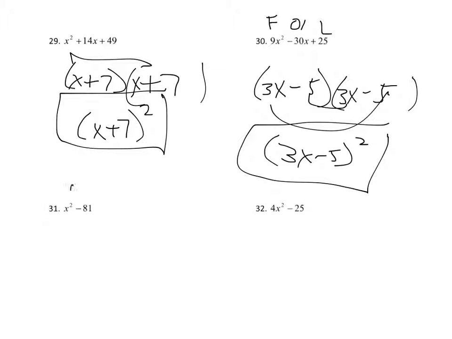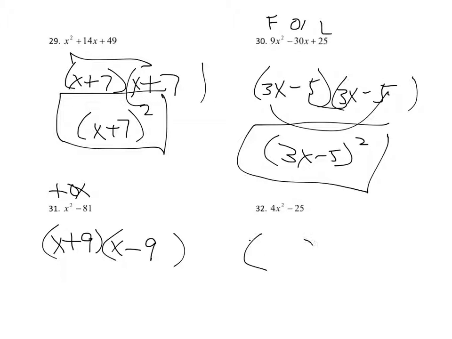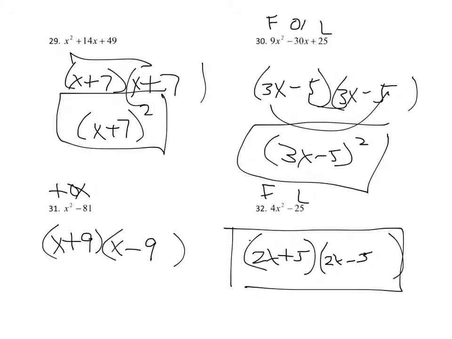For this problem, we're trying to make a 0x in the middle, x squared plus 0x minus 81. So we have x and x make x squared, plus 9 and minus 9 makes negative 81. Similarly, here's another special case. We have first and last, which are perfect squares, so 2x plus 5 minus 5. That's going to give negative 10x plus 10x is a 0 in the middle, so it works. 2x plus 5, 2x minus 5.